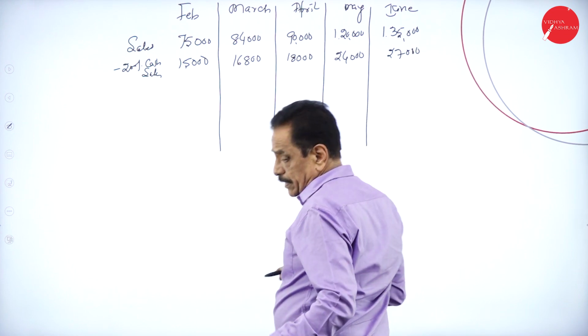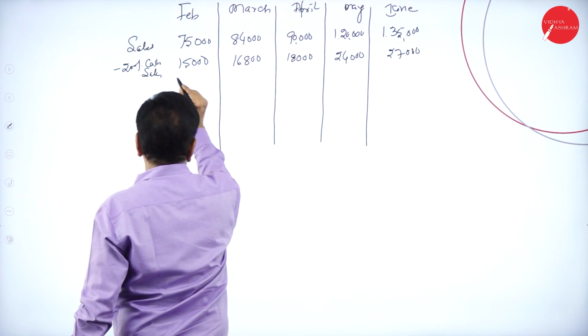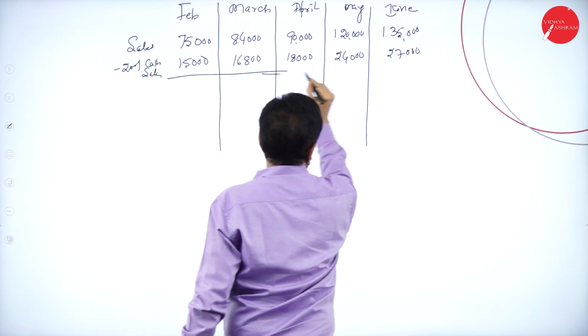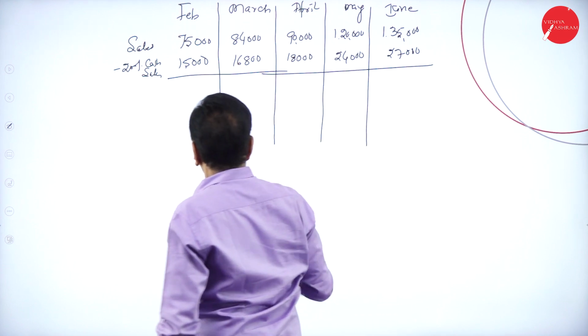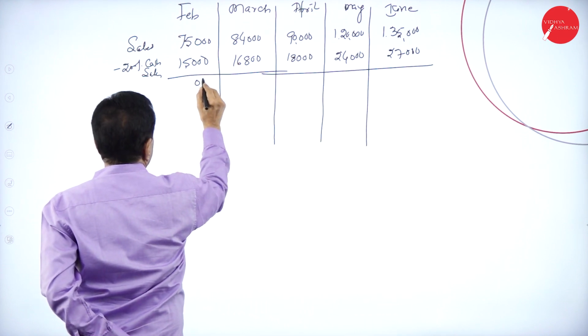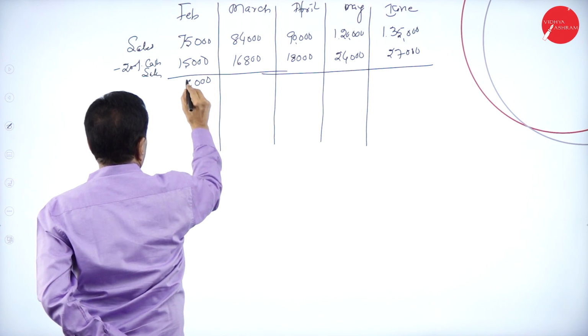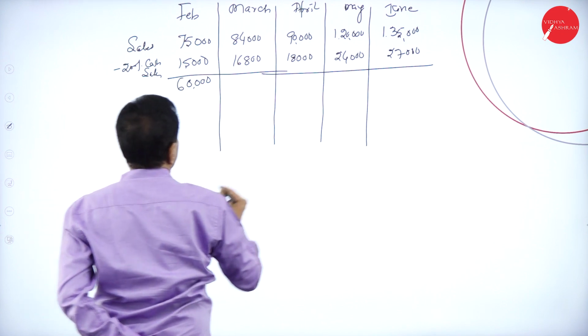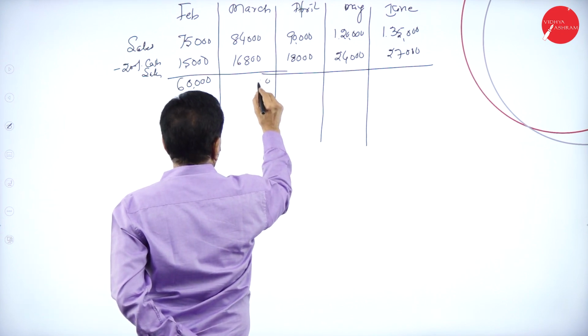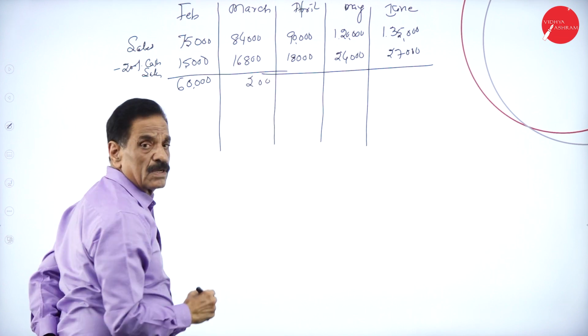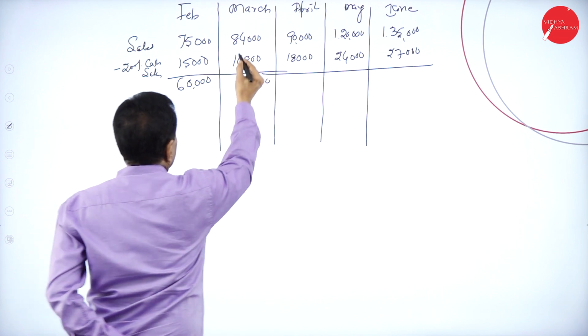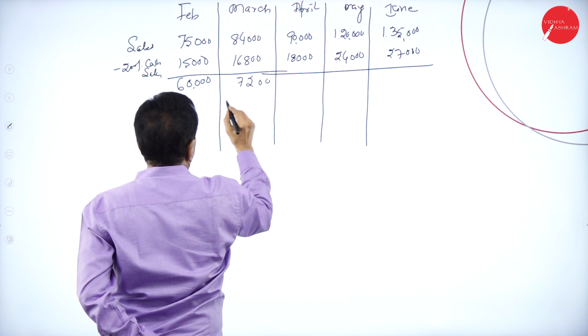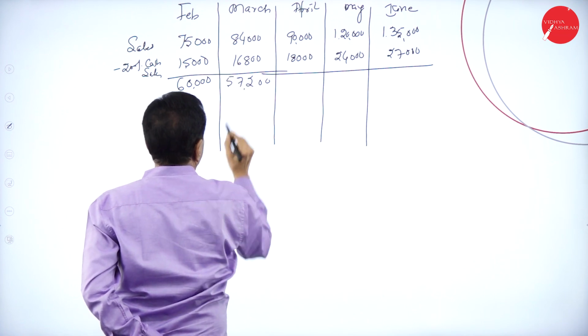This is the 20%. Deduct it. So 75,000 minus 15,000 is 60,000. 84,000 minus 16,800 is 67,200.